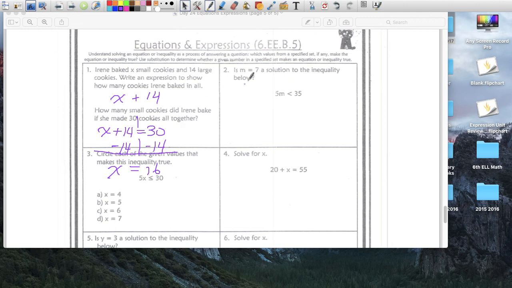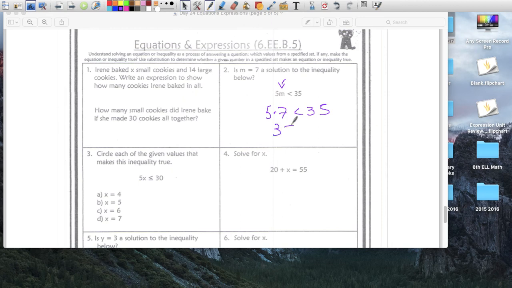Is m equals 7 a solution to this particular inequality? Well, let's see. If I put a 7 in for m, 5 times 7 is 35. And is that less than 35? No, it's not. They're equal, but it's not less. So here, no, 7 is not a solution. It doesn't make that inequality true.